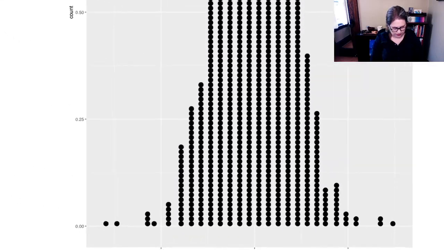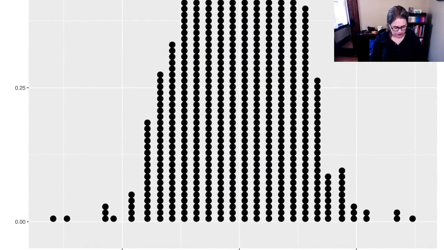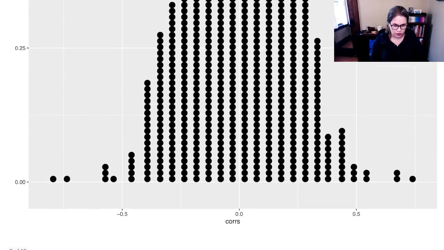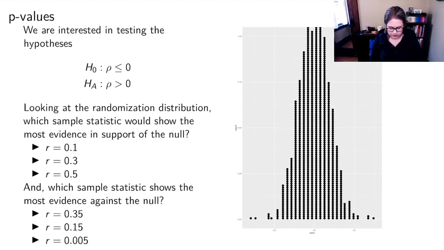0.3 and 0.5. So if I'm looking for evidence that the null is true, that the true correlation is about 0, then the sample statistic that would provide the most evidence in favor of the null would be the one closest to the middle, the 0.1. So that would be the answer here, 0.1. And we'll talk about the other question in synchronous class.